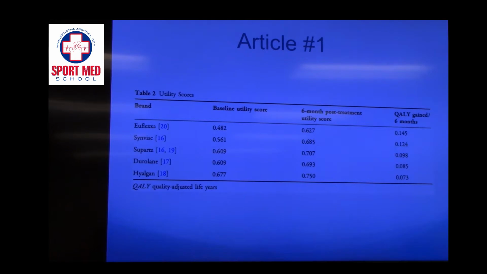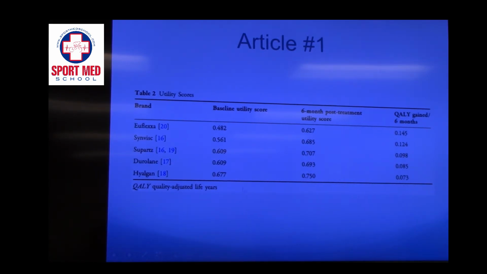So this is the first sort of table in this study, and what they did was they looked at these different trials here for each of the different hyaluronic acid injection formulations, and they came up with a baseline utility score. How they did this was they took patients' pain scores and they converted it to this baseline utility score, where a lower score indicates worse osteoarthritis and a better score indicates better function or better osteoarthritis. And then they looked at that study, and then sort of 6 months post-treatment, they looked at their scores, and then they converted that to a number of quality adjusted life years gained per 6 months of treatment.